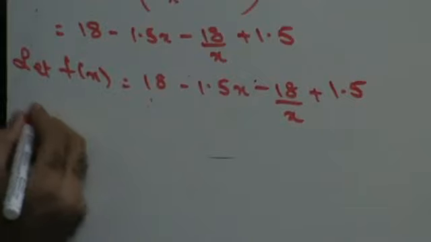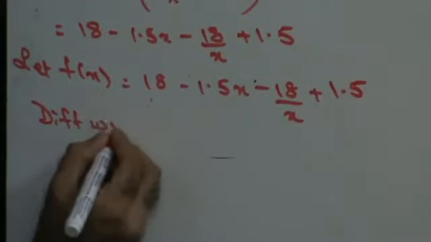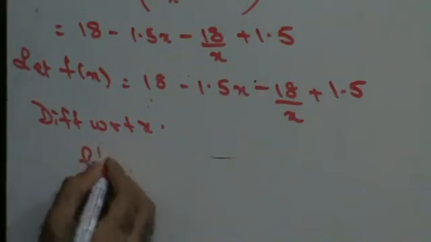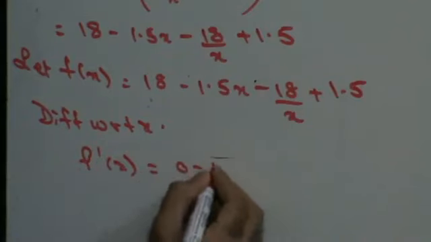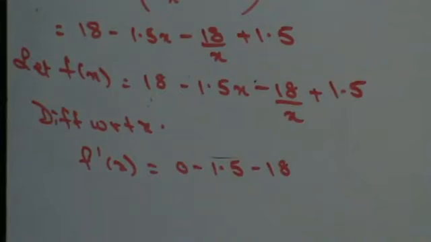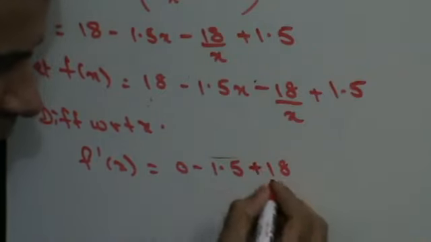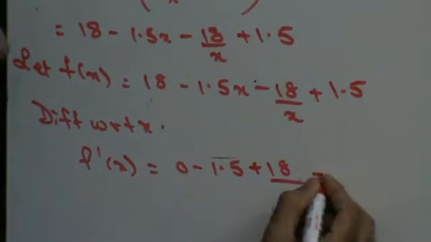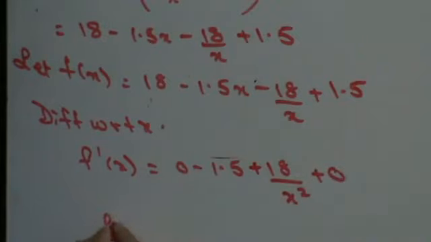Now differentiate this with respect to x. So I'll get f bar of x is 0 minus 1.5 minus 18 times d by dx of 1 upon x, which is minus 1 upon x square, plus 0. So f bar of x is going to be nothing but 18 upon x square minus 1.5.